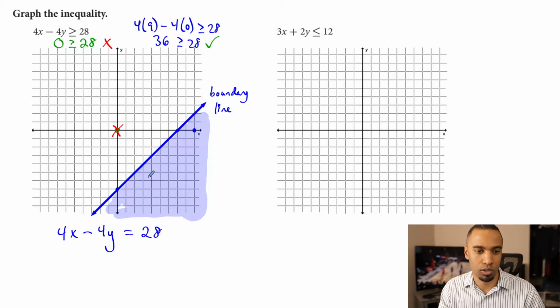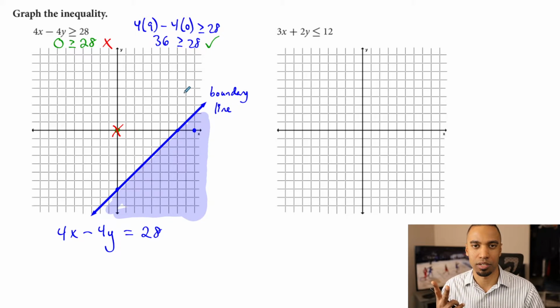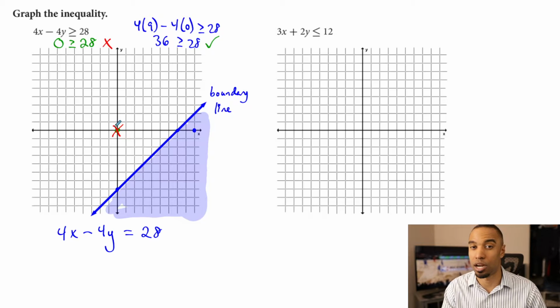All that they're asking you to do, though, is graph the inequality. And you need two things, the boundary line and the shaded region. And that's it. This test helped me generate a shaded region because I used standard form. All right.